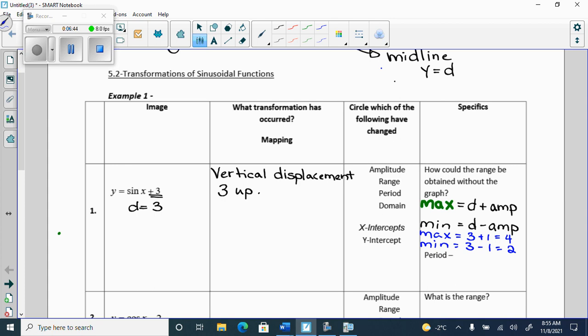So I'm going to write my range up here. So my range would be y such that my minimum, which is 2, is less than or equal to y, is less than or equal to my max, 4, y ∈ R. Or if they give you interval notation, you should throw a party because it's just 2 to 4 in square brackets.